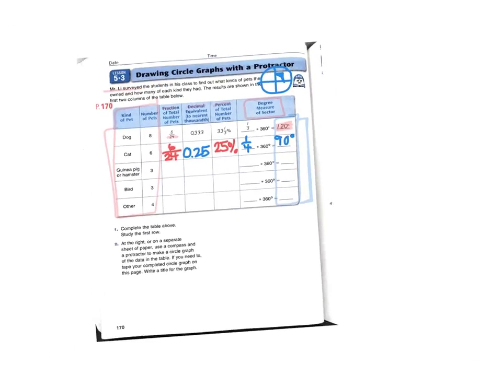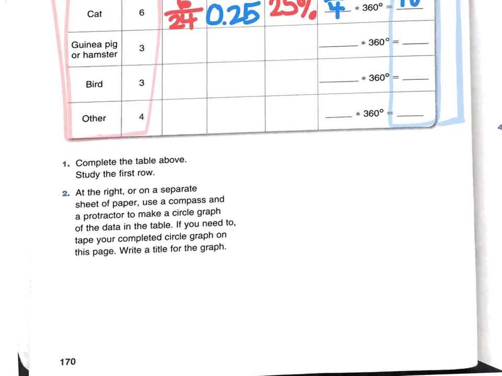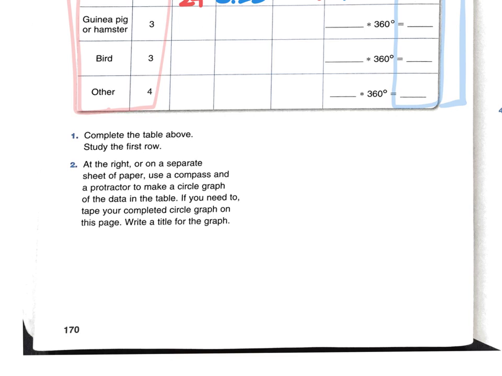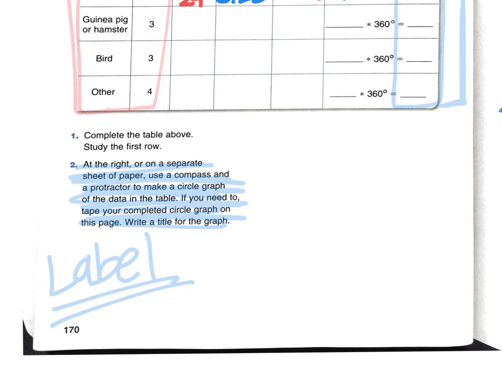Now, as we move on down here, you have to complete the table, and then you can make it fit in here, or you can draw it on a separate sheet of paper. You're going to be using a compass first to make a circle, and then using your protractor to fill in the different segments and label them. So you do what works for you.